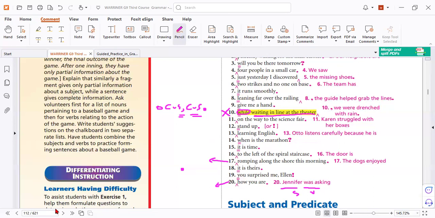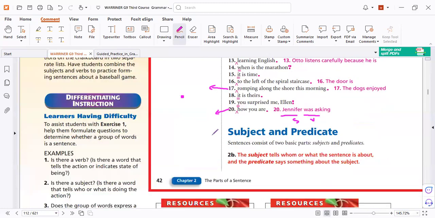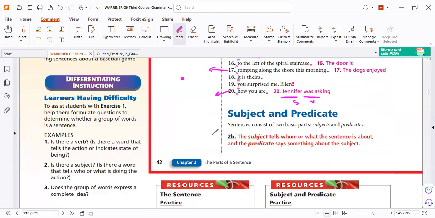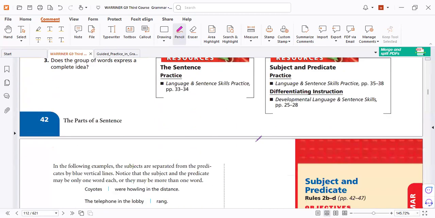Let's see the next one. Now we are going to know more about what the subject is and how the subject is made, and what the predicate is. Predicate means the verb or the verb phrase, as we know in English. Now let's know.